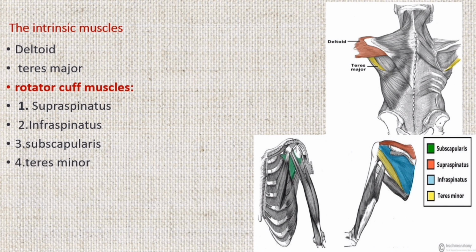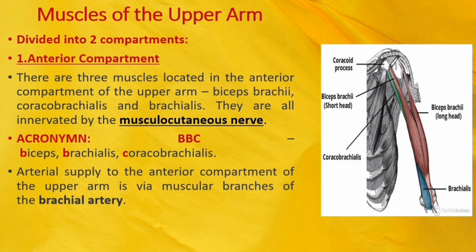Teres minor. Attachments: originates from the posterior surface of the scapula, adjacent to its lateral border. It attaches to the greater tubercle of the humerus. Actions: laterally rotates the arm. Innervation: axillary nerve. The upper arm muscles.